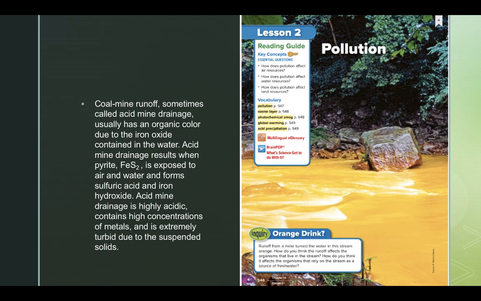It's probably going to hurt them physically, and it's going to hurt what they eat or what they survive on because it is contaminated. How do you think this affects organisms that rely on this stream as a source of fresh water? Well, the water looks contaminated, so therefore it's going to affect them as well. It's going to harm the way they physically look as well. Let's look at the next slide.